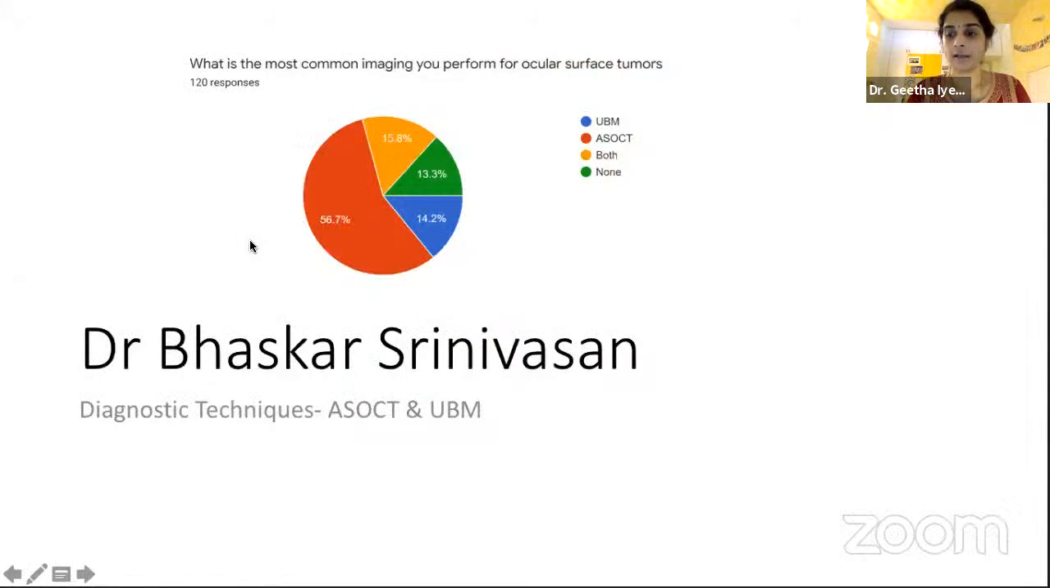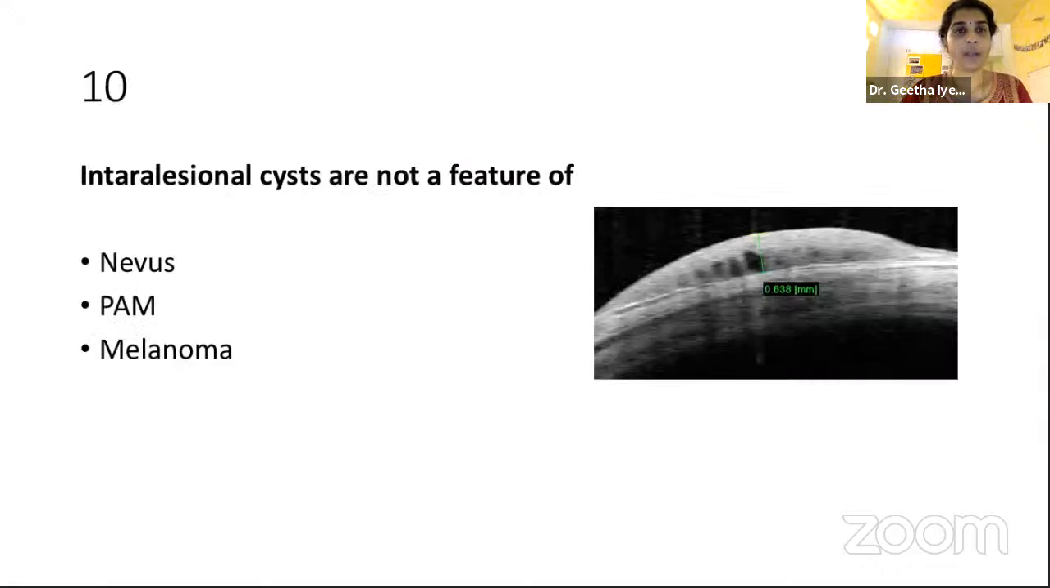So today we have a lineup of interesting cases. But before we actually go to the first case, we have a couple more quiz questions. Intralesional cysts are not a feature of nevus, PAM, or melanoma.